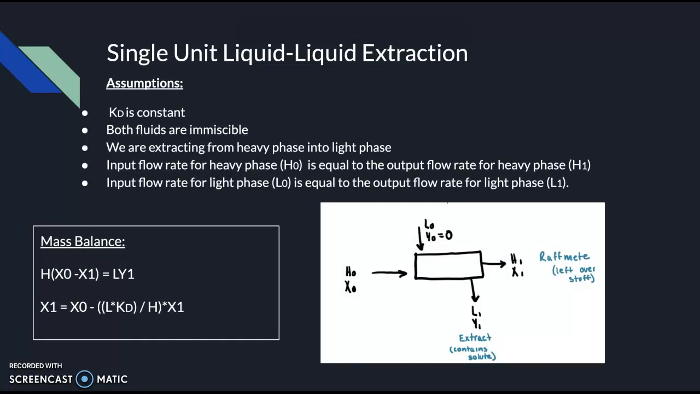In a single unit liquid-liquid extraction, you have to make some assumptions. Those assumptions are Kd is constant, both fluids are immiscible, we are extracting from heavy phase into light phase, input flow rate for heavy phase is equal to the output flow rate for heavy phase, and the input flow rate for light phase is equal to the output flow rate for light phase.